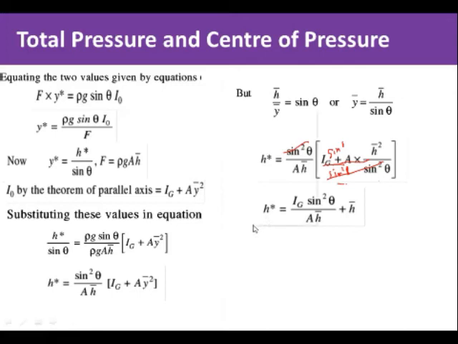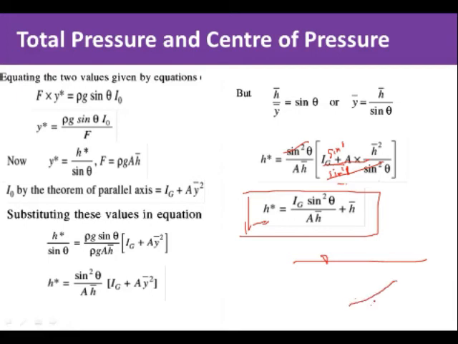Okay, so this is the formula for calculating the depth of center of pressure. Okay, ये आपका surface है, ये आपका center of pressure P है, or it is called as CP. So उसका depth from liquid surface, that is called as h star. So this h star is nothing but depth of center of pressure, that equals to I g sin square theta upon A h bar plus h bar, where h bar is nothing but distance of center of gravity G from liquid surface.